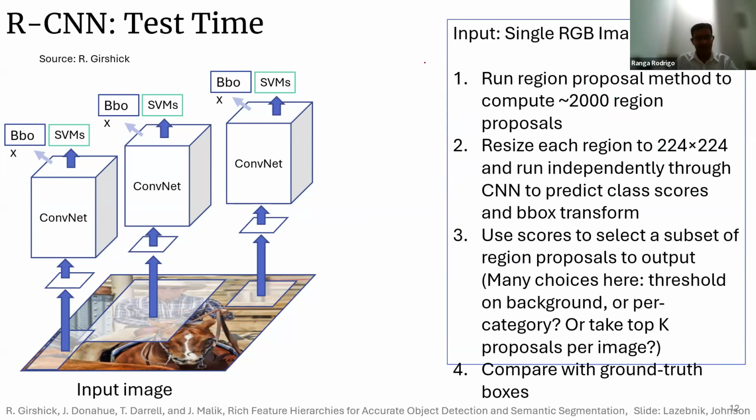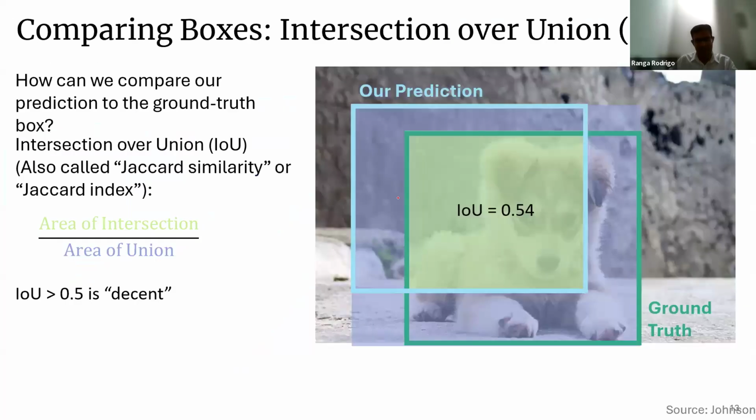So at test time, we input the single RGB image, we run the region proposals to get the 1000, 2000 regions, resize each region to 224 by 224, and run independently through the CNN to predict the class scores. Use the scores to select the subset of region proposals to output. Many choices are there: threshold on background, low per category, or top K proposals by image, and then compare with the ground truth box.